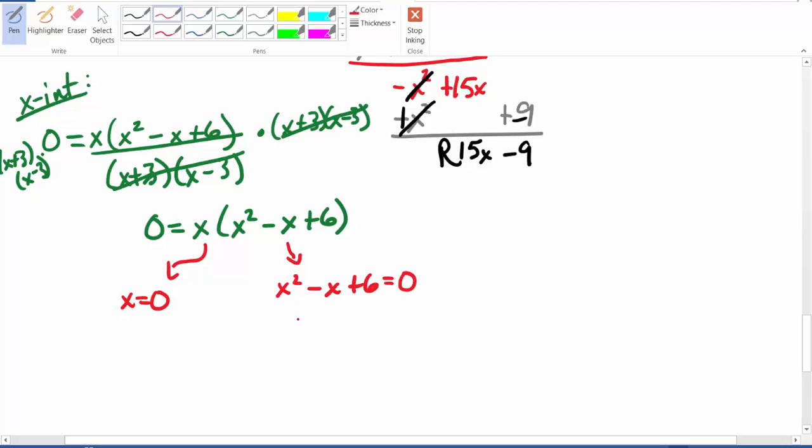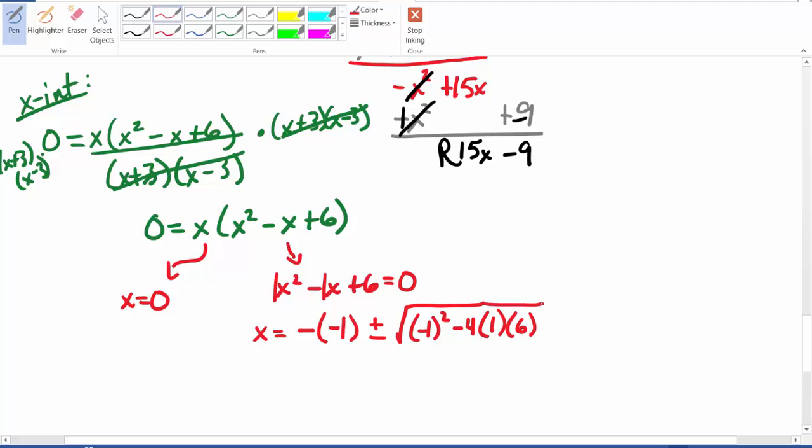So looks like we have x is equal to the opposite of b. So in this case, the opposite of b here is negative 1 plus or minus the square root of b squared, so negative 1 squared, minus 4 times our a value, looks like it is 1, times our c value, positive 6. And this is all over 2 times our a value, 1.